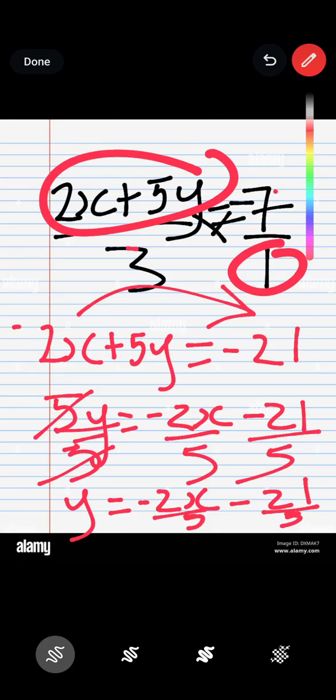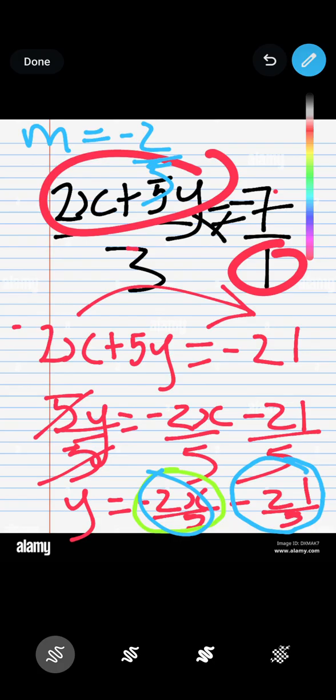From here, you can tell that your m is the coefficient of this. So your gradient m is negative 2 over 5, right? Negative 2 over 5. And your c is negative 21 over 5. Don't forget the sign, negative 21 over 5. So your c is negative 21 over 5. That's your c there.